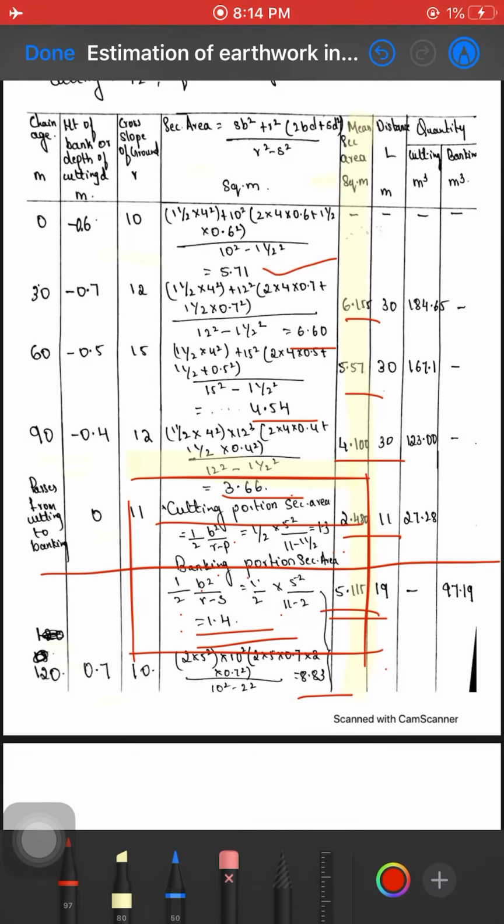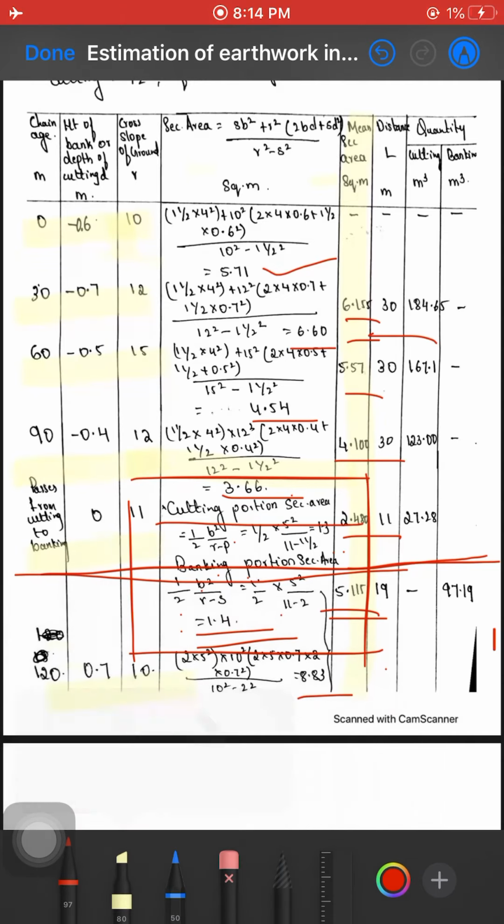After calculating, the distance is given, so multiply the mean sectional area into the distance, and you get the quantities for cutting, and you get the quantities for filling. Okay, till the X point it will be in cutting, and then the next it will be in banking. So you need to also consider one more point, that is the cross slope is varying. So for every chainage you need to consider the cross slope given for the different chainages.